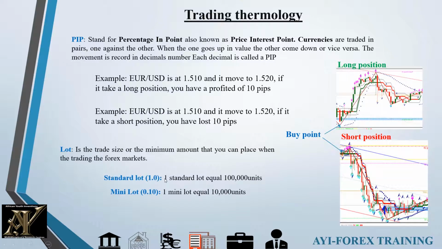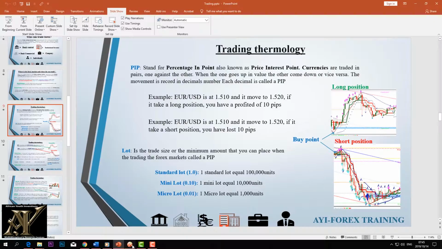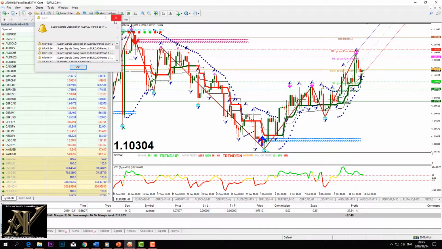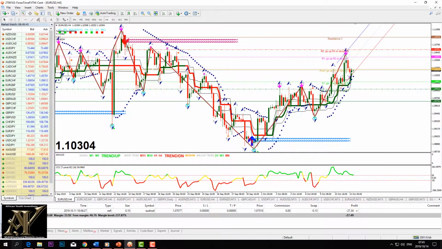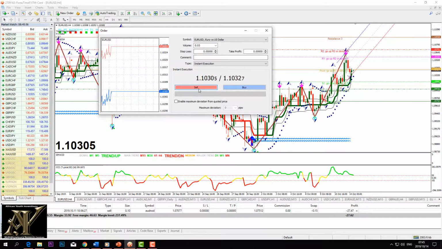And then a lot. A lot is the amount of money that you're paying for a trade. I opened this just to finish the video. I only put a small amount of money. I didn't put too much money, I don't have too much money. Now, when I'm giving an order, I come here, click new, and then give an order. I will sell or I will buy. Now, this is my lot. I must be careful how much I'm using there.